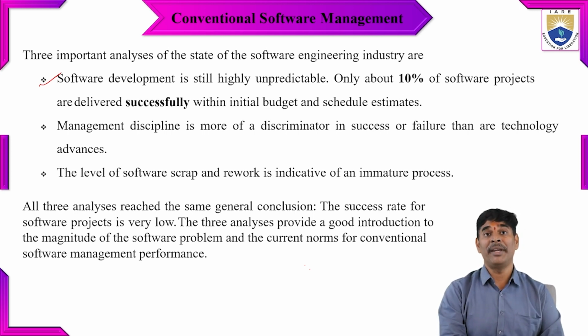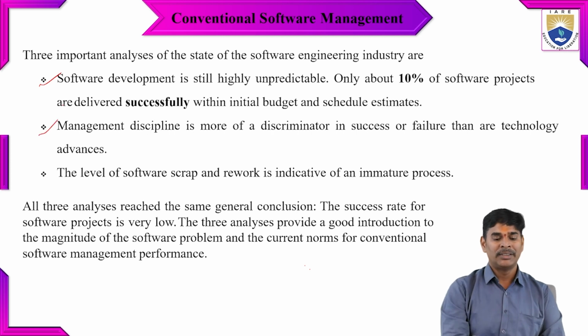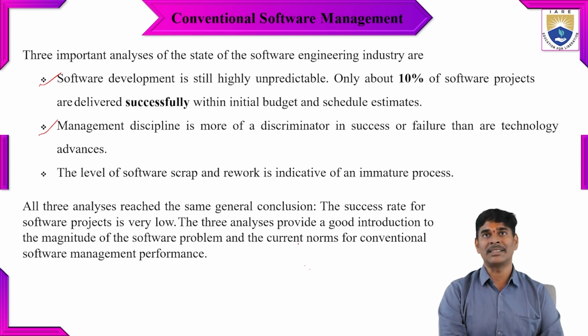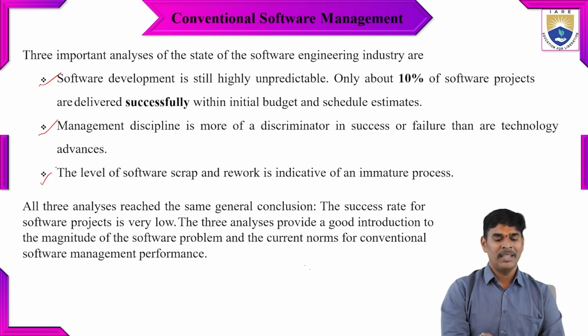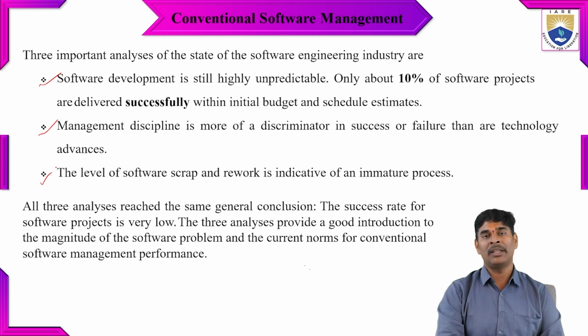And next one is management discipline. It is more of a discriminator in success or failure than the technology. It means there should be coordination between the team members as well as the project management and the senior members. And the next one is the level of software scrap. They need to verify, while they're doing the project, that this software has to be done from scratch.